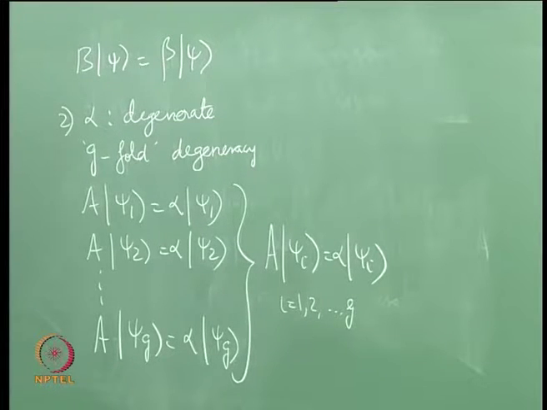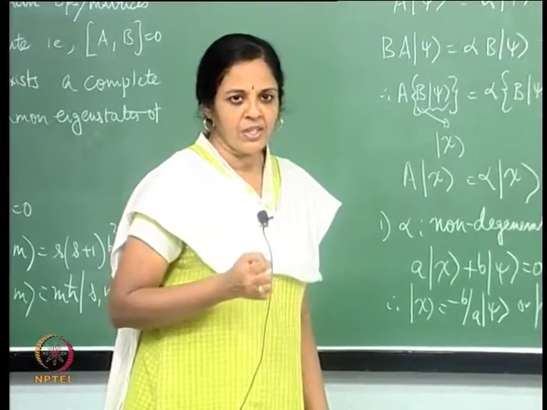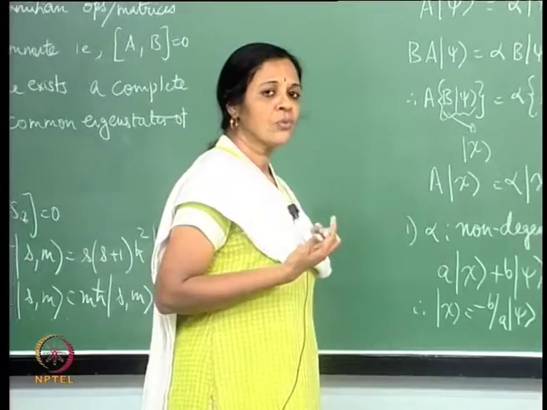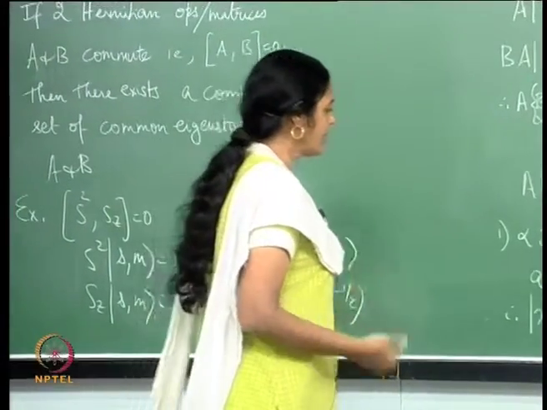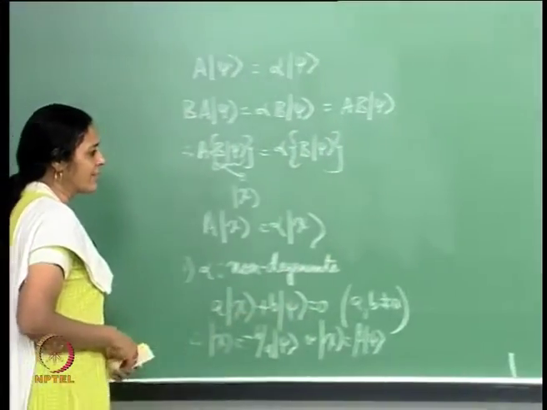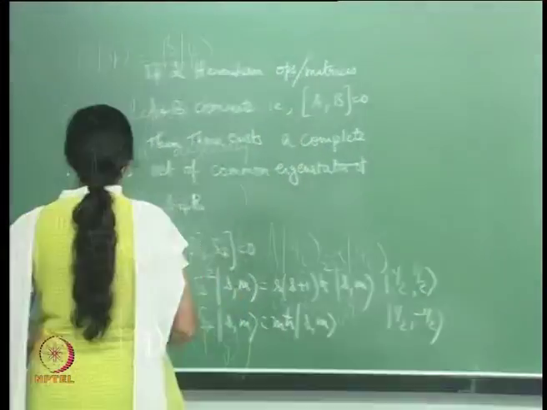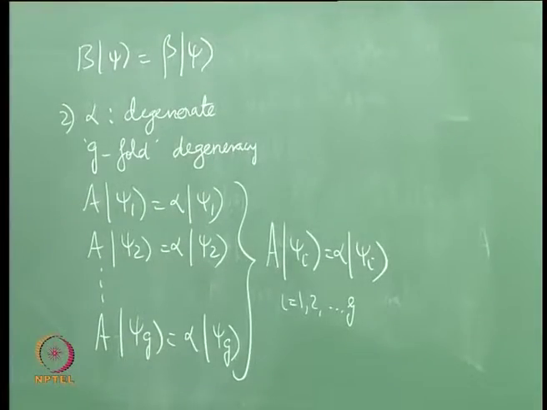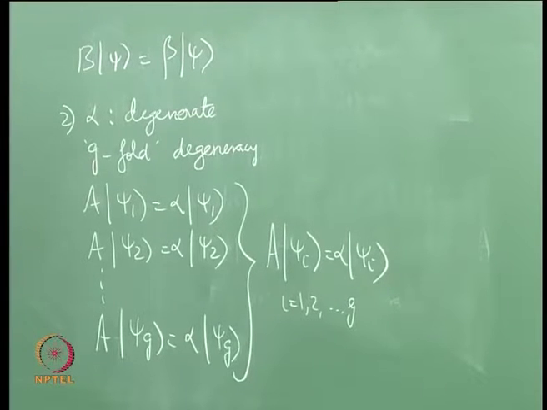To illustrate whatever follows, we will look at the simplest case where G is 2. So, we will have 2 fold degeneracy. Whatever I say for G equal to 2 can be easily extended to n fold degeneracy. So, let us look at the case when G is 2.